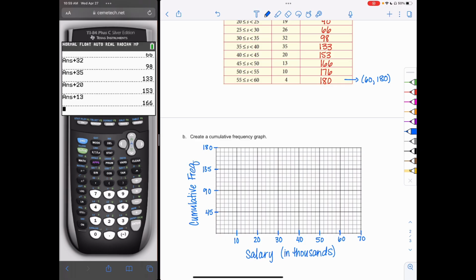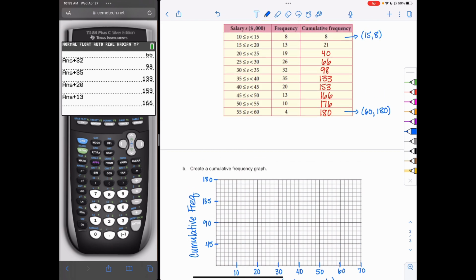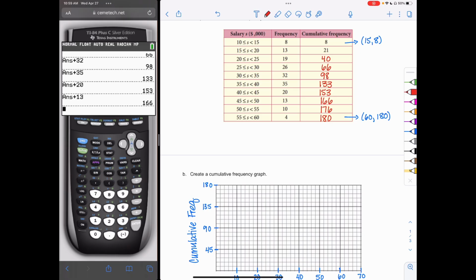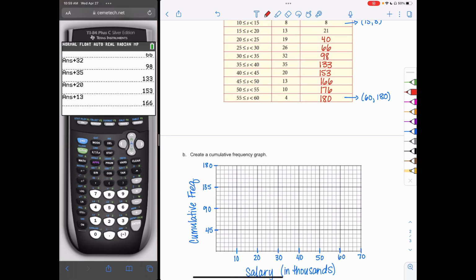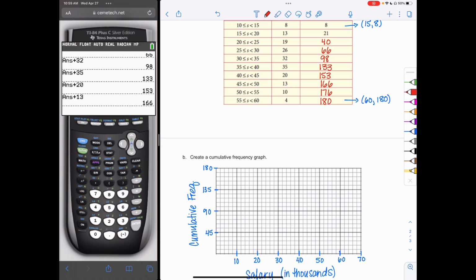All right, so now that I have that, I'm going to start plotting my points. The first point that I want to plot is going to be 15.8. In order to plot these points, remember, you have to understand what you are going by each time. My x-axis, I'm going by twos. I'm looking at my minor grid lines. I'm going by twos on my x, and for my y-axis, I'm going by nines.